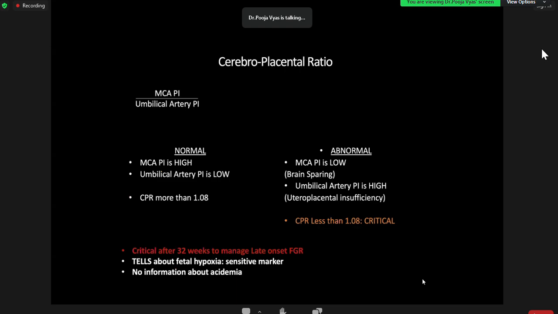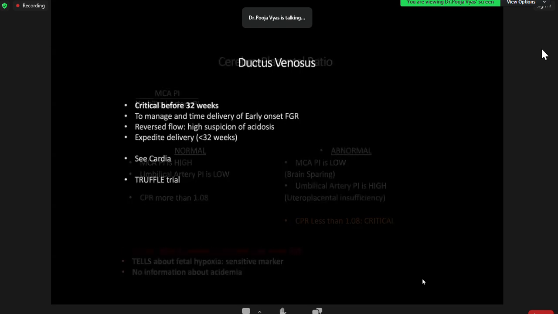Now moving on to CP ratio. CP ratio means MCA PI divided by umbilical artery PI. CPR generally is more than 1.08. When it falls below 1.08, that means there is some severe problem with fetal hypoxia. And in late onset FGR, CPR plays a very important role. It is extremely sensitive. However, there is no information about acidemia.